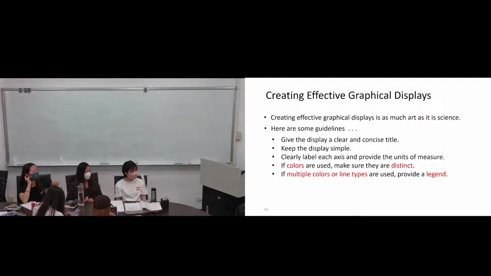And here are some guidelines. We should give the display a clear and concise title, and keep the display simple. Clearly label each axis and provide the units of measure. We use distinct colors, and when we use multiple colors or line types, we should provide a legend.